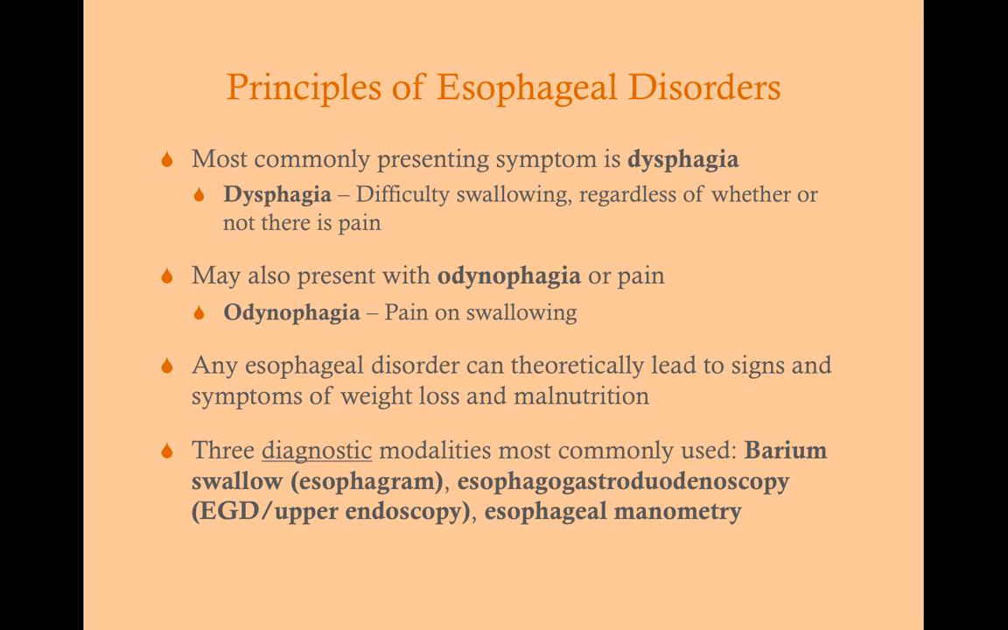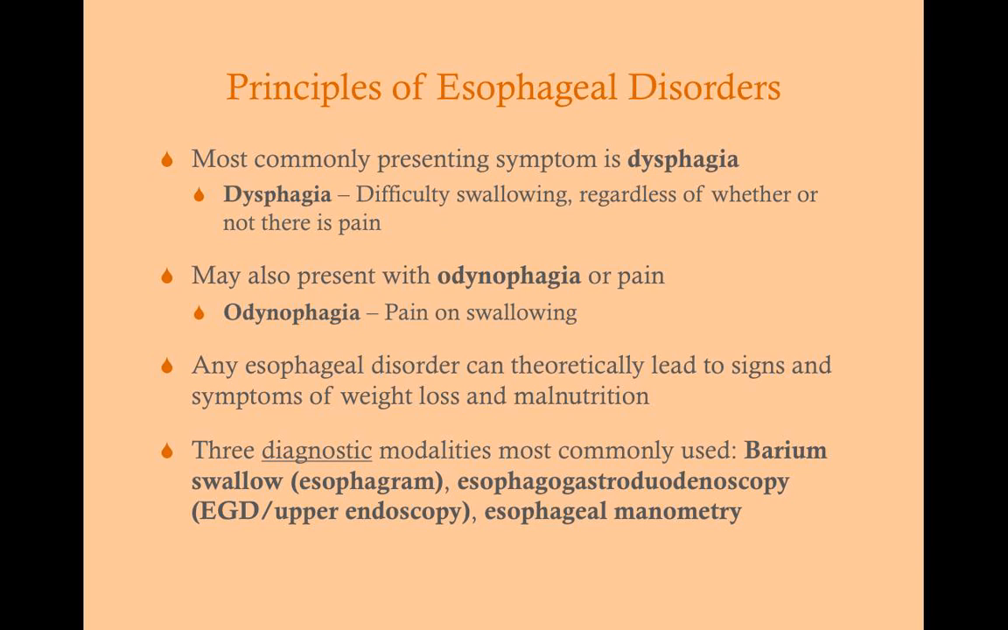The three diagnostic modalities that we most commonly use in establishing a diagnosis of any esophageal disorder are, first, the barium swallow, which is an esophagram. It's called a lot of different things: barium esophagram, barium swallow, just plain old esophagram. This is a technique where the patient swallows a barium-containing fluid, and then an X-ray is taken, which will pick up that barium, so we can see the contours of the esophagus.